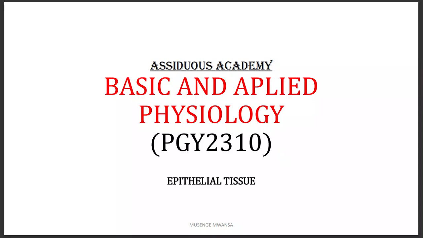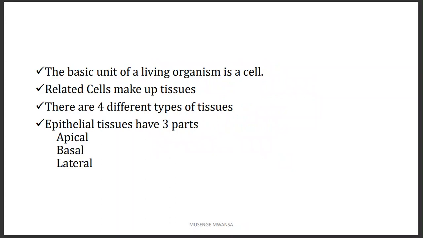Let's consider basic and applied physiology. And so we're going to be talking about epithelial tissue. Well, we first know that for us to have a tissue, we need to have cells. So cells which have got related function come together and form a tissue.